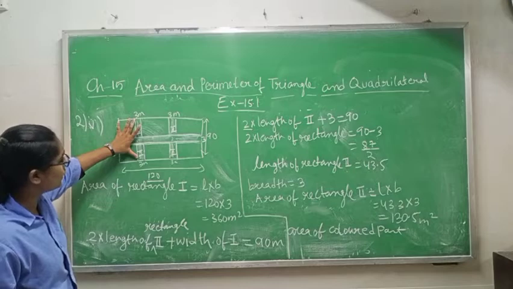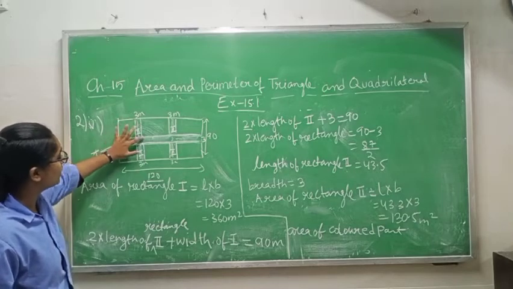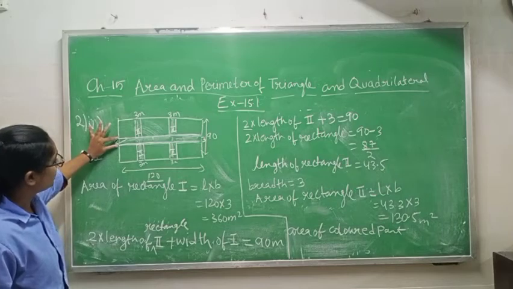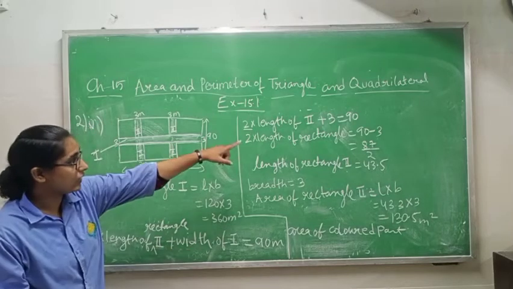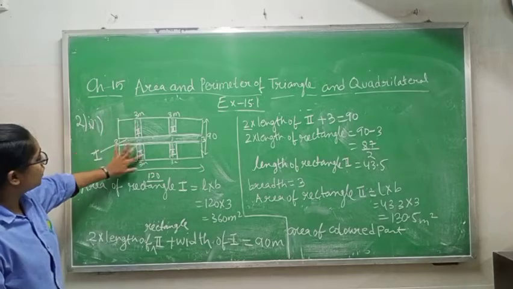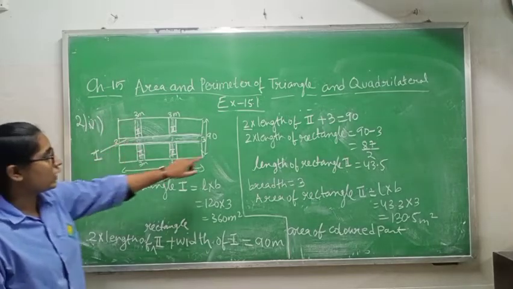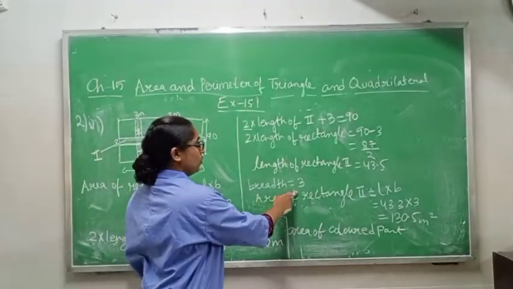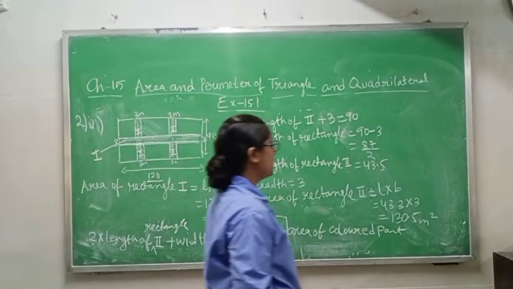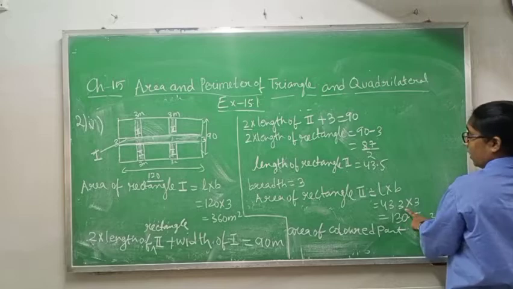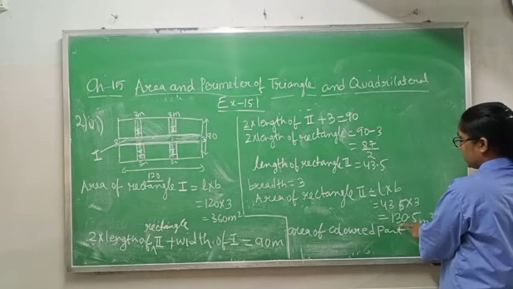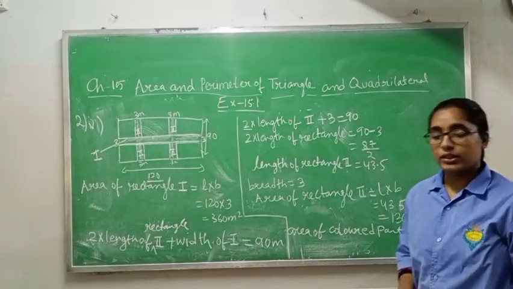We are subtracting this portion because we are not taking this portion. See, this one is the total rectangle, if you will see. But we are joining this one, so what we have to do, we have to subtract this 3. That is why I am subtracting 3 there, and there 2 rectangles are there. That is why 2 into length of rectangle. Understood? Now breadth is 3 only, so area of rectangle 2 is length into breadth, 43.5 into 3. You will get 130.5 meters square.